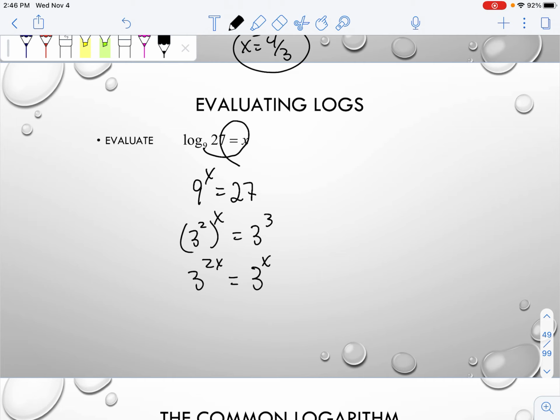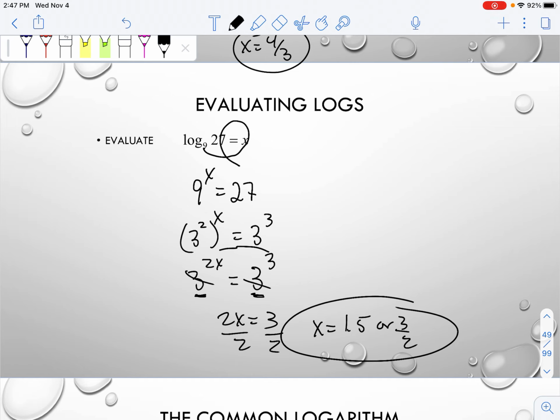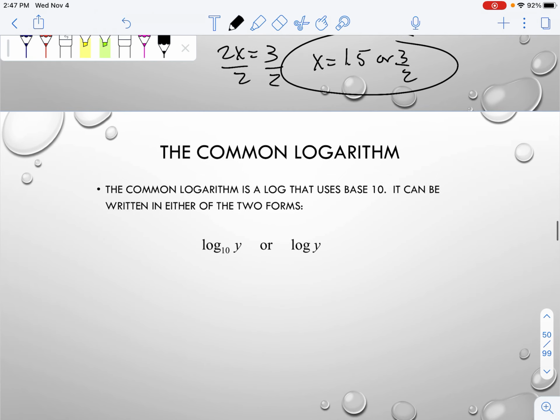Okay, so because my bases are equal, I can drop them and set the exponents equal. That's 3. So I have 2x equals 3, divide by 2, x equals 1.5 or 3 halves, whichever way you want to write it. Okay? So pretty simple. All right, just a continuation.